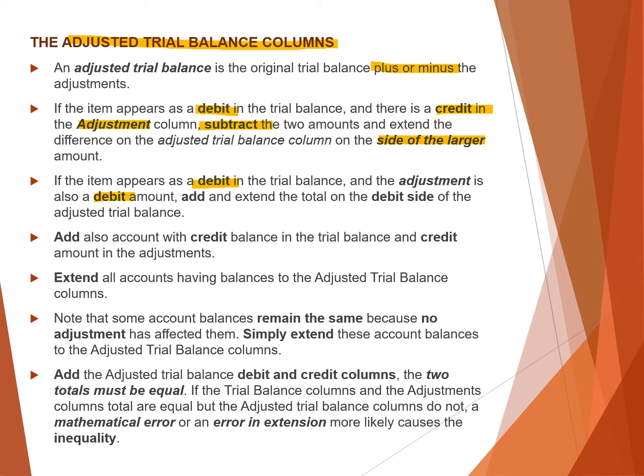Okay, if the item appears as debit, sa trial balance. And then debit din naman siya sa adjustment. So what will you do? You just need to add and extend the total to the debit side. The same goes with credit balances. Okay? Now, extend all accounts having balances in the adjusted trial balance column. For example, wala siyang amount sa adjustments, no adjustments. So what will you do? You just simply extend those account balances to the adjusted trial balance column. And then after that, you need to add the total debit and credit columns, and the two totals must be equal. Yeah. Now, if they are not equal, it just means that there must have been a mathematical error or error in extension. Kung bakit hindi naging equal yung total ng debit and ng credit.